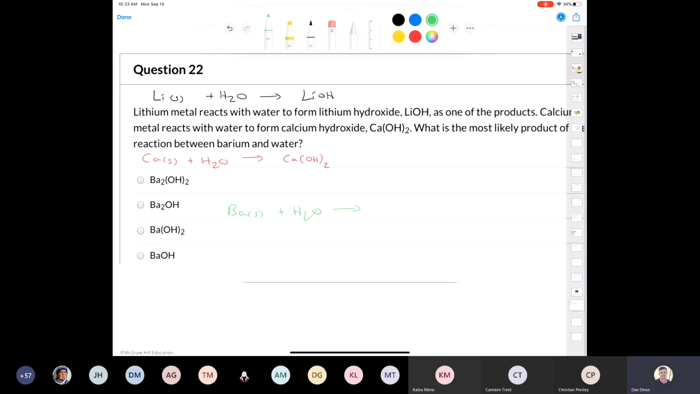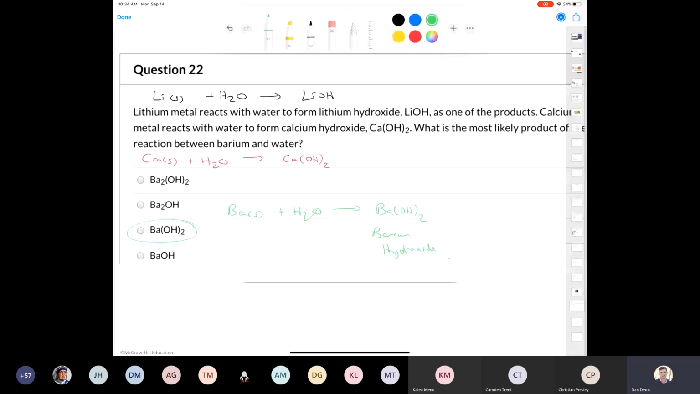And it's not a trick question. And you can answer the question. Yeah, exactly. Violet put BaOH2, right? She put BaOH2, which is the formula for barium hydroxide. Okay, and so the answer is right here.